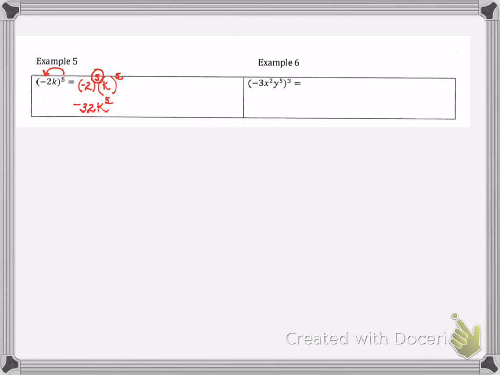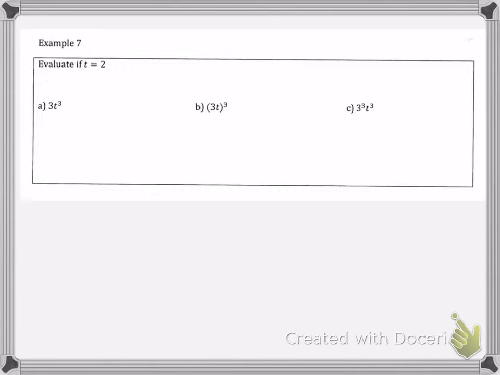Over here, every single piece, including the coefficient negative 3, gets the power of 3. So negative 3 to the 3rd, x squared gets the 3rd power, y to the 5th gets the 3rd power, and then you're just going to multiply through. So negative 3 to the 3rd power gives me negative 27. You're going to multiply 2 times 3 to get 6, and multiply 5 times 3 to get 15. So that's our final answer there.